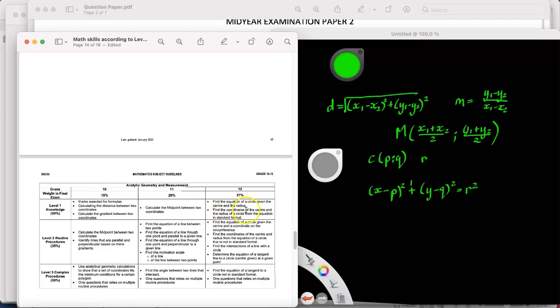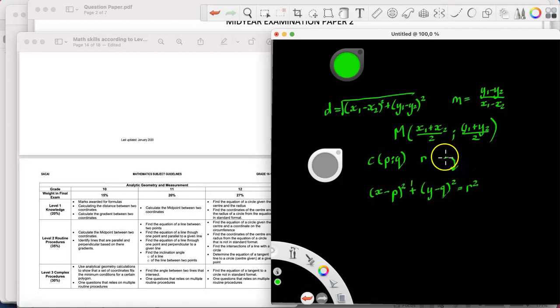The next is find the coordinate of the center and the radius of a circle from the equation in the standard format. So here's the standard format. Once you have that, you should be able to go both ways with this. In other words, given the center and the radius, you should find the equation, and given the equation, you should be able to find the center and the radius.